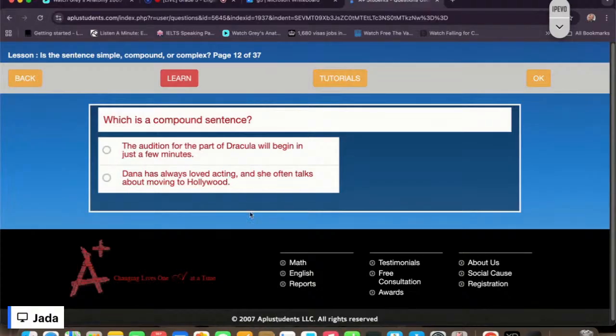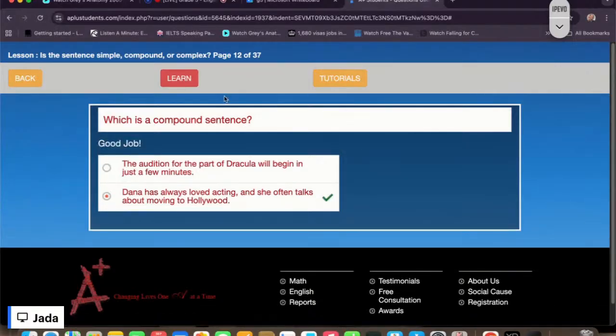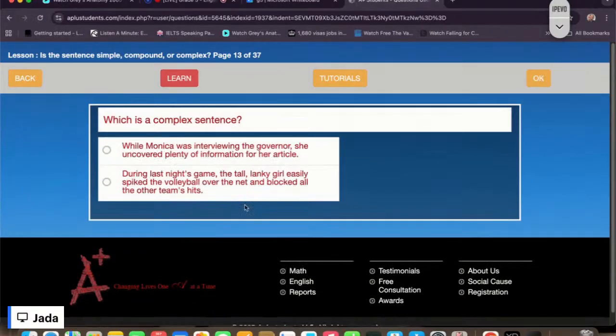Right, so we have what? The second. Dana has always loved acting and she often talks about moving to Hollywood. Okay, so coordinating conjunction. Okay, so which is a complex sentence, first or second?